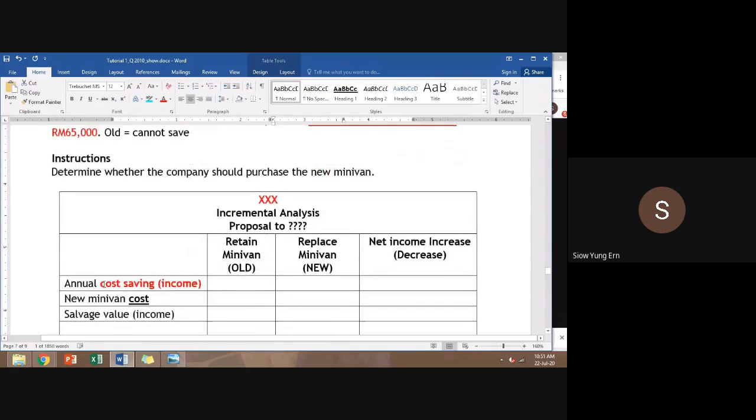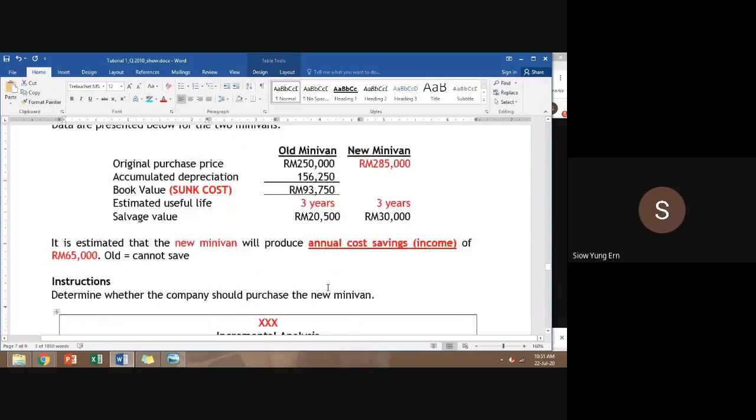We're talking about annual cost saving. Annual cost saving. 265,000. How do you get that amount? 65,000.